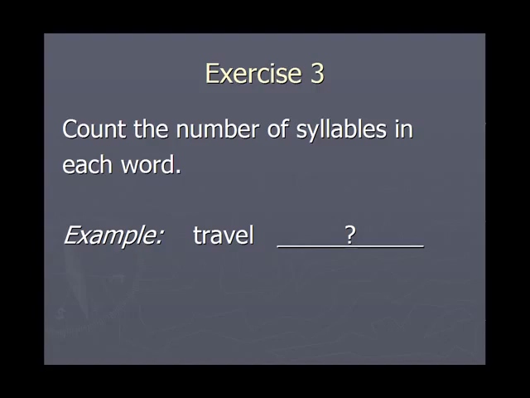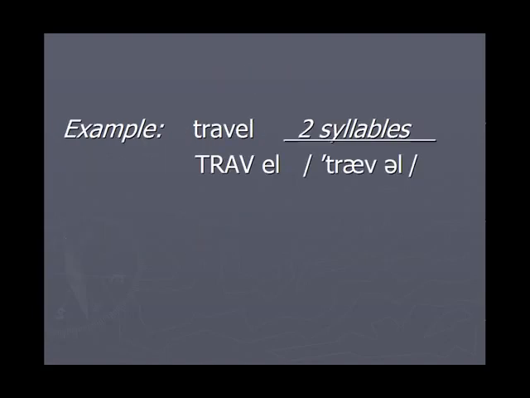Exercise 3. Count the number of syllables in each word. Here's an example. Look at the word and say it out loud. The word is travel. How many syllables? Two. Travel. There are two vowel sounds in this word. Travel. In phonetic transcriptions, A, E. Travel, two vowel sounds, two syllables.